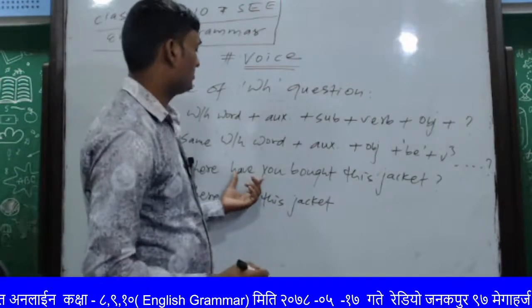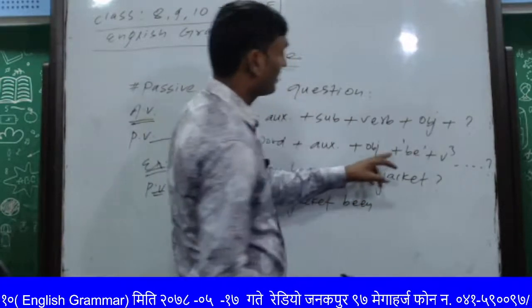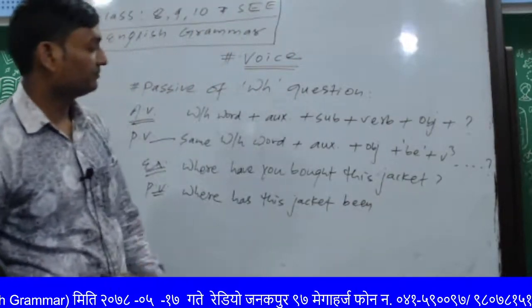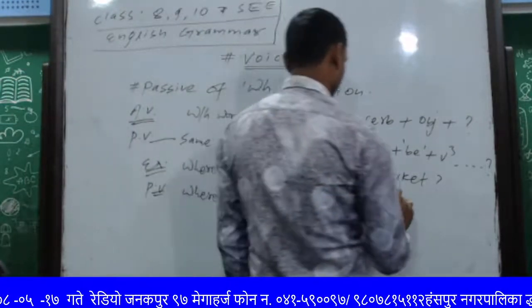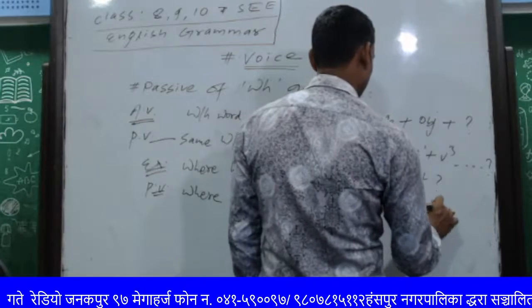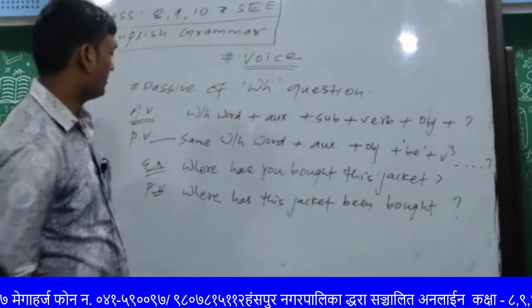Then this one is present perfect tense. Then the be verb, been. Object, then been, then V3: bought. Then question mark. And bought by you, but you is a vague subject.